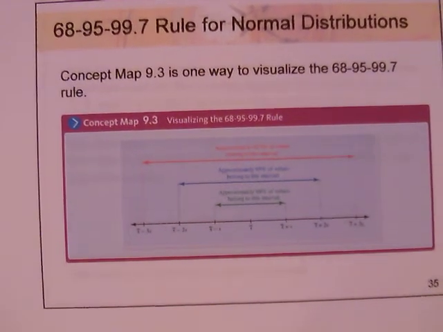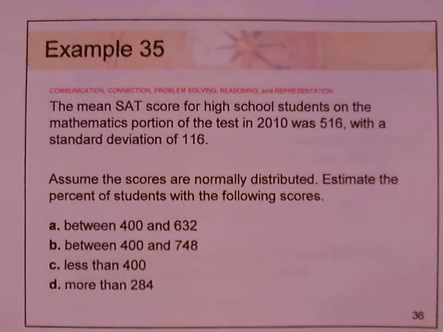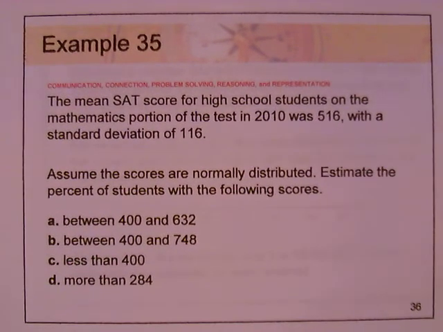All right, next we'll look at example 35. The mean SAT score for high school students on the mathematics portion of the test in 2010 was 516, with a standard deviation of 116. Here we're going to assume the scores are normally distributed. Estimate the percent of students with the following scores. Part A is between 400 and 632. Part B between 400 and 748. Part C less than 400. And Part D more than 284.